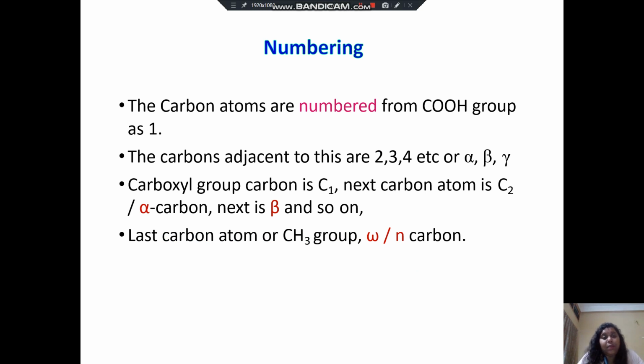Now the numbering system. The carbon atoms are numbered from the carboxyl group as 1. The numbering starts from the carboxyl end, so the carboxyl group's carbon is counted as the first carbon of any acid. The carbons adjacent to this are 2, 3, 4, etc., or alpha, beta, gamma. The carboxyl group carbon is C1. The next carbon atom is C2, the alpha carbon. Next is beta, and so on. The last carbon atom, the CH3 group, is denoted by omega or n carbon.